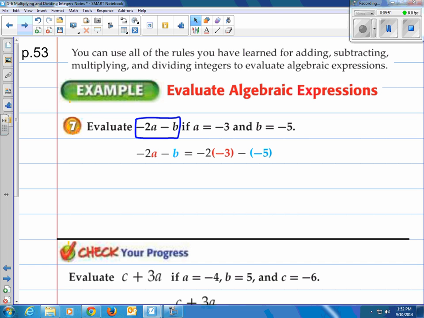You notice we have -2 times -3. So we'll write that down. -2 times -3 is 6. Now we have 6 minus negative 5. Well, we know that these two minuses right here will actually be an addition, which we add the opposite from the other day. And of course, 6 plus 5 is 11. So our final answer is 11.